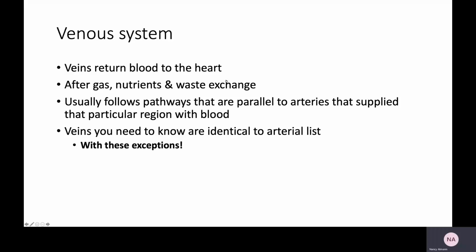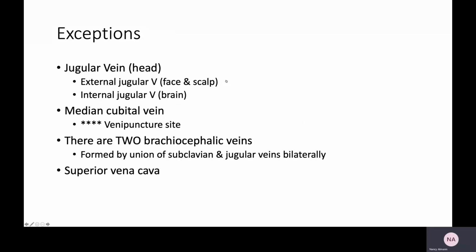Now, the venous system, we know, is all about getting deoxygenated blood back to the heart when you are talking about systemic circulation. And that means that gas exchange has occurred and nutrients have been dropped off and wastes have been collected. Generally, the pathways that we see are going to be parallel to the arteries that supply that region with blood. There are exceptions, and let's go over them.